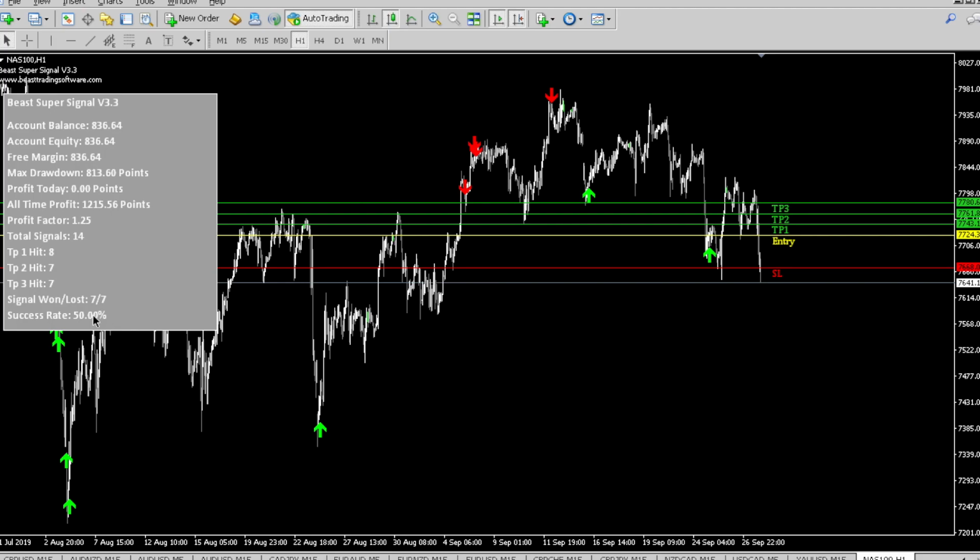But we averaged 50% success rate. It was not that great. But if you look at the stats, we made 121 pips, which is still profitable. So even though we did have a slightly lower statistic on our hit rate, we did still make a profit. So finishing off the week pretty well. As you can see, guys, it's been a very good week using the B Super Signal indicator.